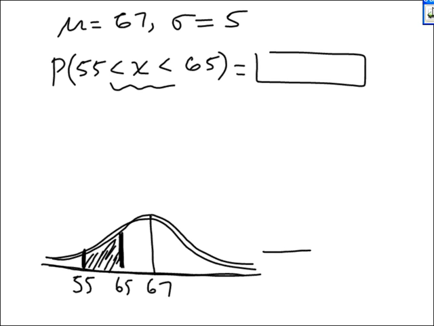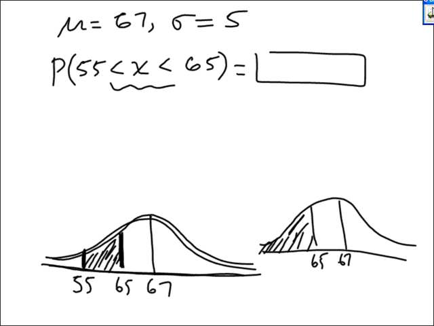So here is my strategy. Here's 55 and there's 67. If I calculate the area to the left of 65, which I can do, then I got a little bit more than I wanted. I didn't want this area that's in blue. But I can calculate that blue area because that area is to the left of some z-score.